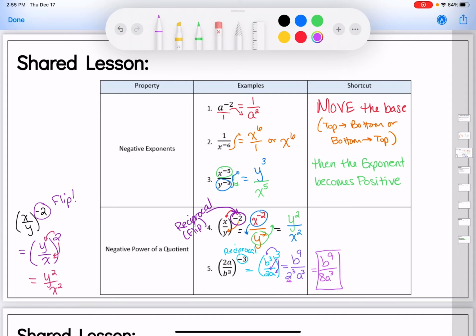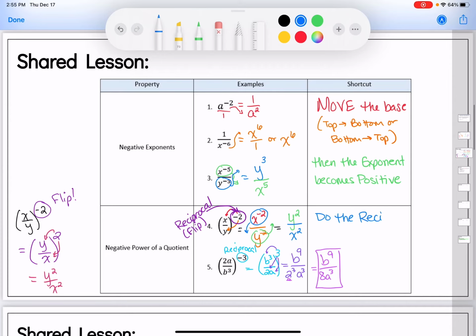Okay. So our shortcut for a negative power of a quotient is that you can do the reciprocal, or in other words, flip, first, and then distribute. That's definitely an option. Or you can distribute and then move after that based on whatever negative exponents you have. So when you have a negative exponent outside parentheses, you have some options. But just remember, a negative exponent means move the base, top to bottom or bottom to top, okay?